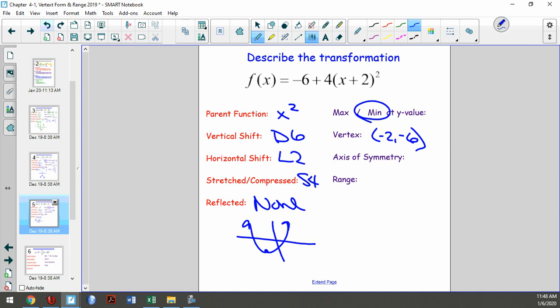At -6. Very good. So with that being said, what is my axis of symmetry? X equals -2. And what is my range? Whenever I read this thing from bottom to top, what y value do I first run into this graph at? Very good. Do we understand that?